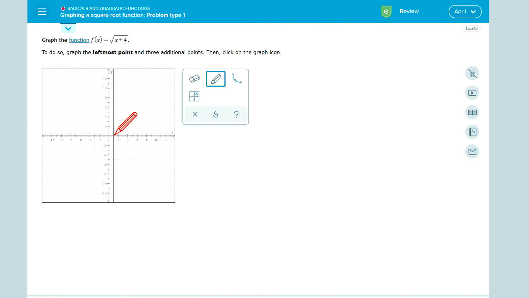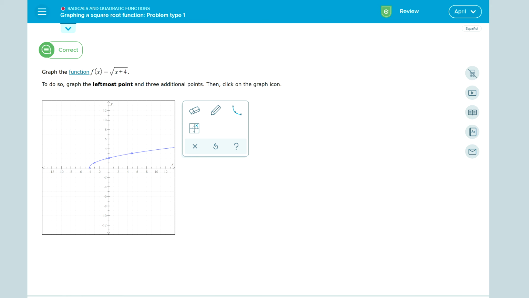And then the first point was negative 4, 0. So get it right there. Click. And then it was negative 3, 1. Click. And then it was 0, 2. Click. And then it was 5, 3. Click. You can see those little X's. And then come over to this and click, and it connects them for you. And if I hit check, it says correct.